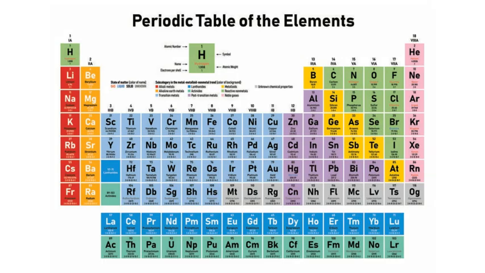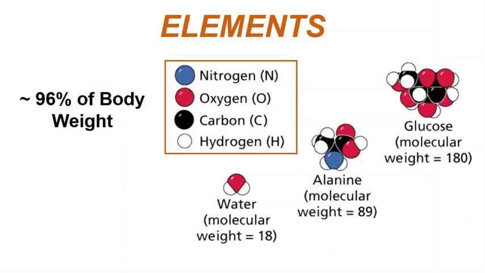So chemistry gives us the periodic table of the elements. However, many of these elements that are in the table are not found naturally within our bodies. We have very select few and very specific elements that serve very specific roles within the human body. The 4 elements that are most abundant in our bodies are nitrogen, oxygen, carbon, and hydrogen. And combined, they compose approximately 96% of our body weight.